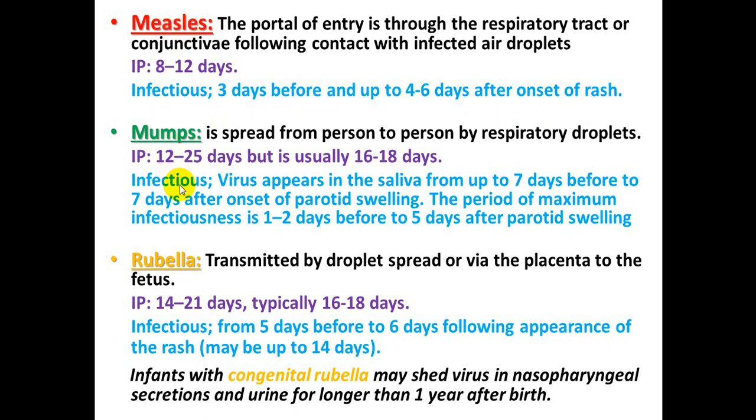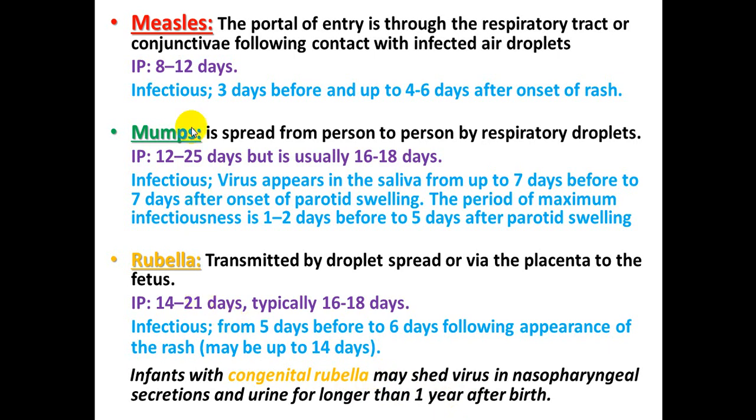In a case of mumps, the infectivity period is about 7 days before and 7 days after the parotid swelling, which is the hallmark of mumps. In a case of rubella, the infectivity period is 5 days before and 6 days after the appearance of the rash, and maybe up to 14 days. But in congenital rubella, it may be prolonged up to 1 year after birth. So there is shedding of the virus in the nasopharyngeal secretions and the urine of a congenital rubella baby.